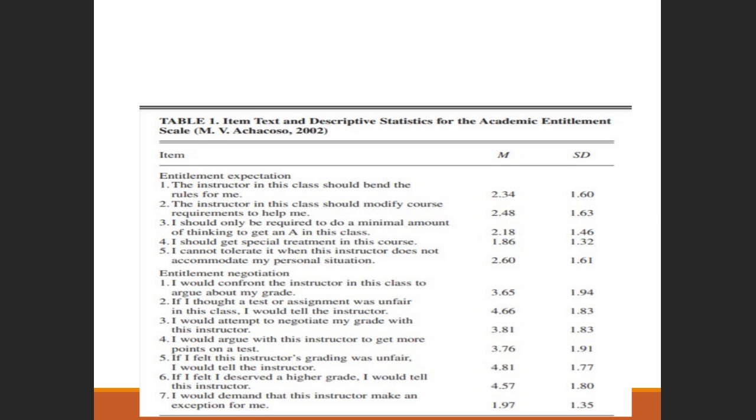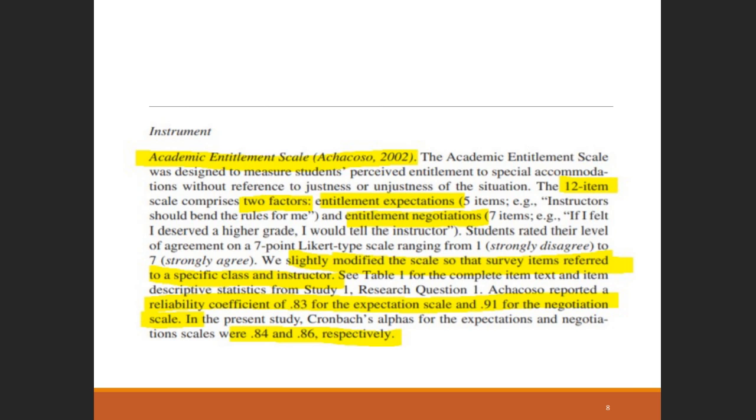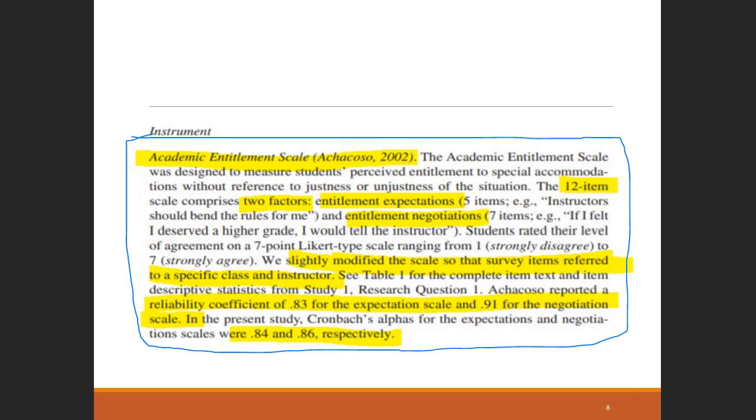That slide would clarify this particular question. For instance, read this particular paragraph. They say that they have used the scale developed by this particular author, Akakoso. This scale has 12 items, 12 questions, and these 12 questions are measured on a 7-point Likert scale, ranging from 1 strongly disagree to 7 strongly agree.